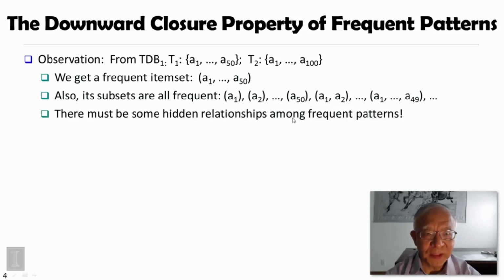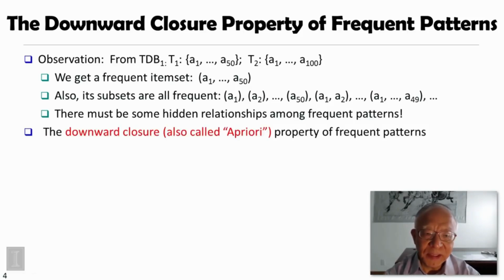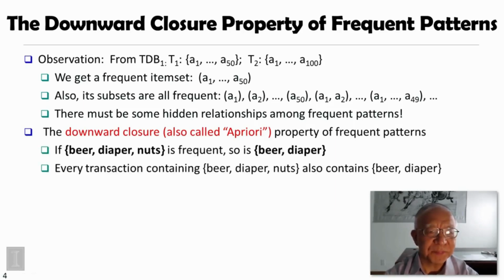Then you may wonder, there must be some interesting hidden relationships among different frequent item sets. Actually, there's one called the downward closure property of frequent patterns, which is also called the Apriori property. Now let's look at this. Suppose we know beer, diaper, nuts is a frequent item set.